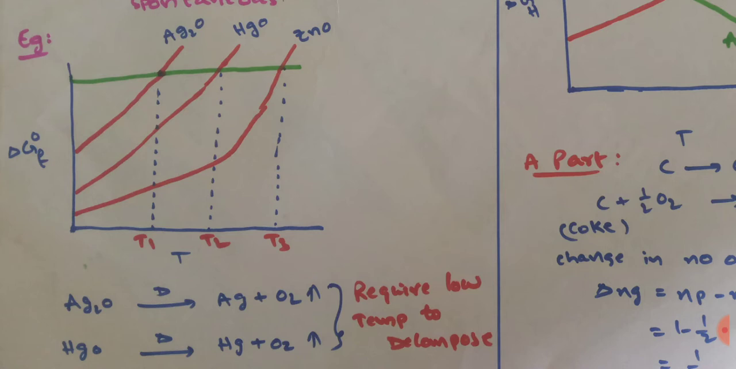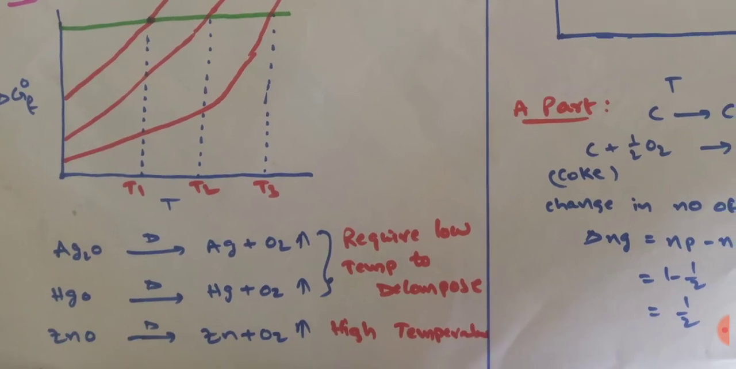Silver oxide is decomposed at high temperature to produce silver and oxygen. Okay, this is the first compound. The second compound, HgO, is decomposed back to form Hg and O2. And zinc oxide is decomposed back to produce zinc and oxygen. So these are the three kinds of reactions taking place for a particular metal.